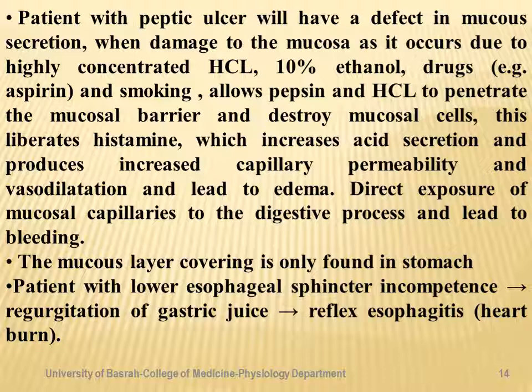So it allows pepsin, the active form of pepsinogen, and hydrochloric acid to penetrate the mucosal barrier and destroy the mucosal lining of the stomach and release histamine. Histamine comes from the mast cells in the mucosa lining of the stomach. When histamine is released, it will increase the acid secretion and also increase capillary permeability, causing vasodilation of the capillary blood vessels and leading to edema.